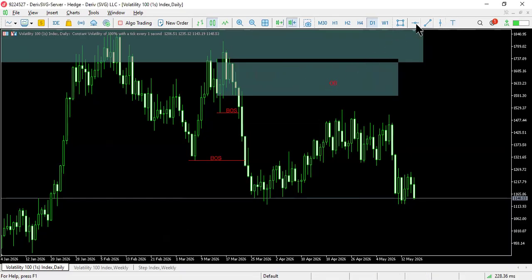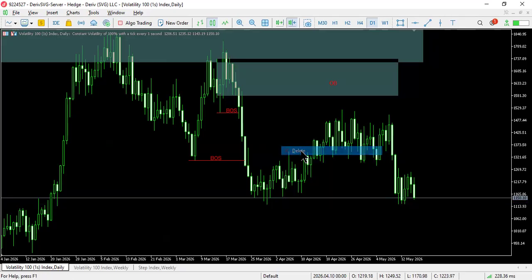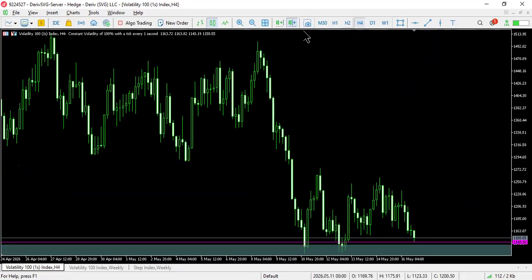And then we also have this minor support that price is reacting from. And that's pretty much it from the daily time frame. Heading over to the 4 hours time frame.